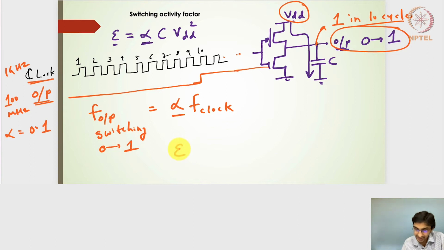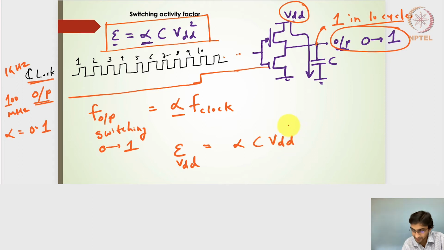The overall energy, so this particular energy term here, is nothing but the energy delivered by the VDD. I'm writing it as alpha C VDD square. What it says is it is nothing but the average energy that is being delivered. The energy delivered for one transition at the output node from 0 to 1 will be nothing but C VDD square.